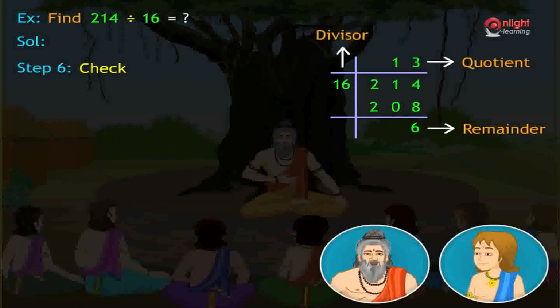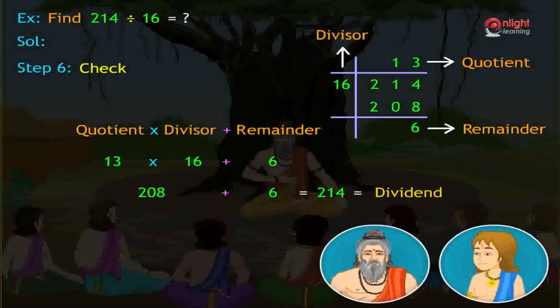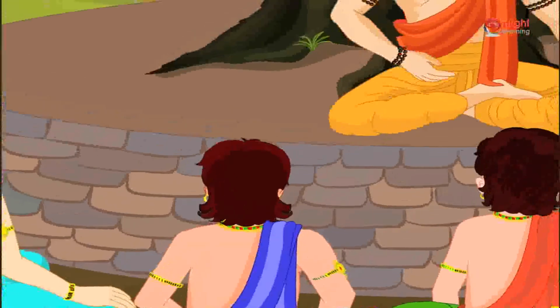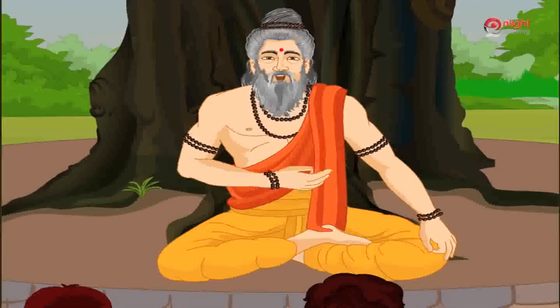How do you check if your division is correct or not? We multiply the quotient with the divisor and add the remainder. Here 13 is the quotient and 6 is the remainder, 16 is the divisor. So 13 multiplied by 16 plus 6 gives us 208 plus 6, which is equal to 214, equal to the dividend. Hence verified.